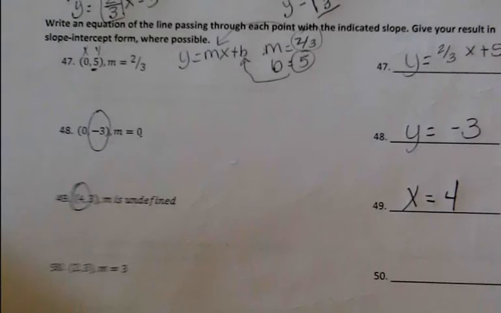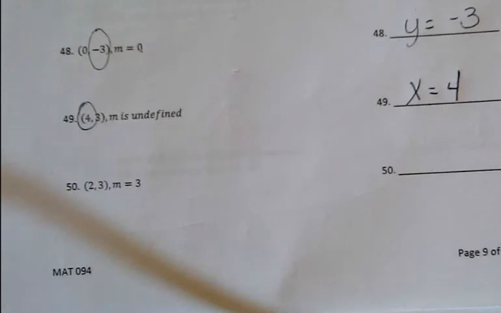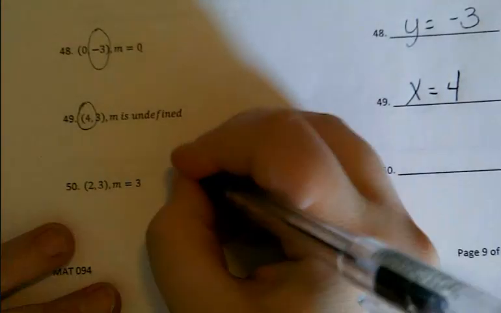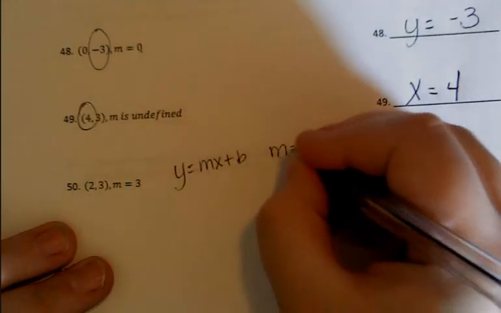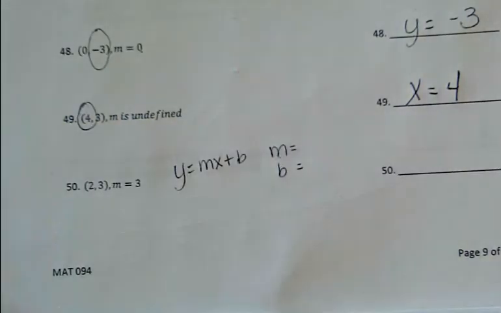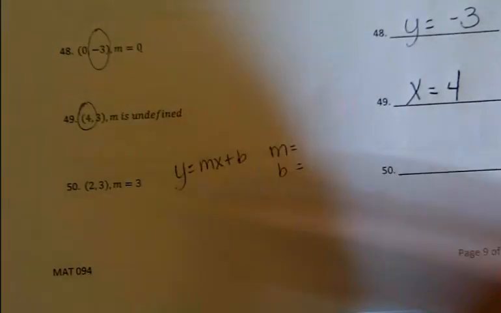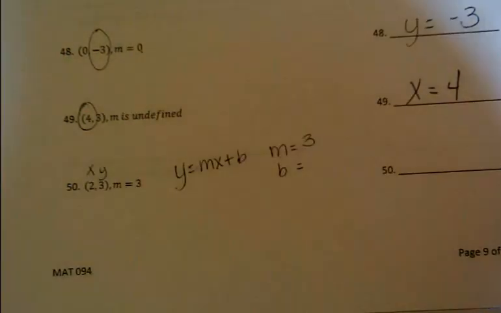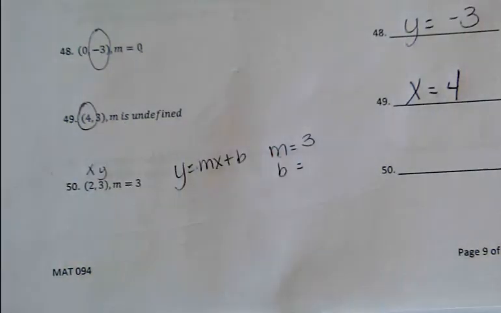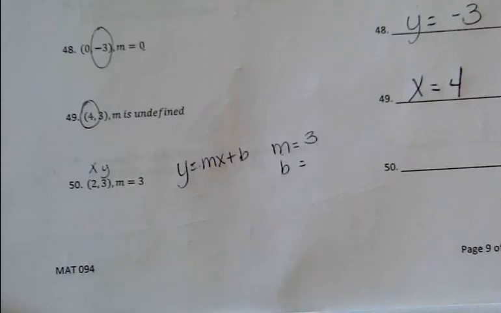Now number 50 is a little different. On problem number 50, we need to write the equation of a line. So we should always write y equals mx plus b. Once we know our m and our b, we know we can write our equation. So our slope is 3. They tell us that. And they give us an x and a y value. We do not have a y-intercept of 3 because that x value is not 0. So we have to use a little bit of creativity to find out what our b is.